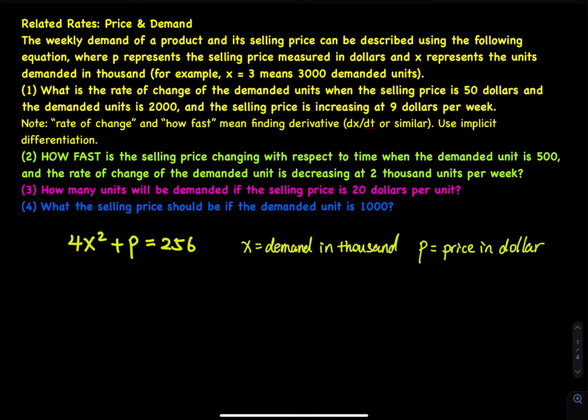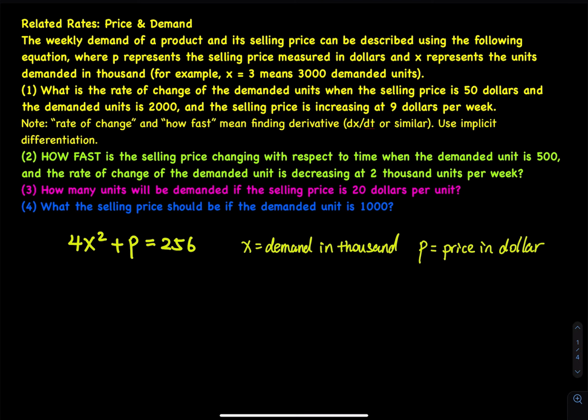So how do we take the derivative? We have two different variables. They are trying to say this is with respect to time. Do you see that this is per week? So the time t is week. They said the rate of change of the demanded unit when the selling price is $50 and the demanded unit is 2,000, and the selling price is increasing at $9 per week, right over here. So the time variable is week.